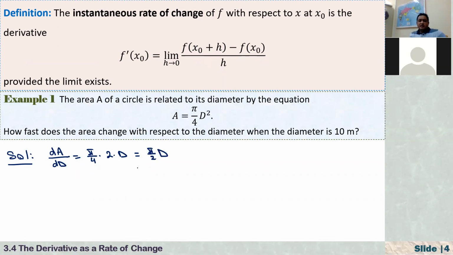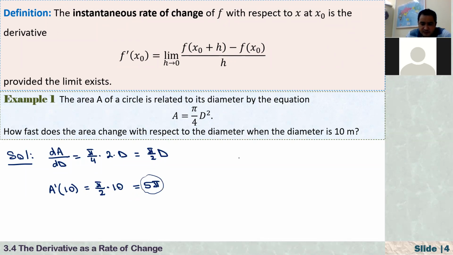Okay. So now to calculate this when D is equal to 10, I need to evaluate this A prime, that means the derivative of A with respect to D when D is equal to 10. So that is equal to pi over 2 times, what is D? D is equal to 10. So that's equal to 5 pi. Okay, so what does this number, this 5 pi, actually mean?